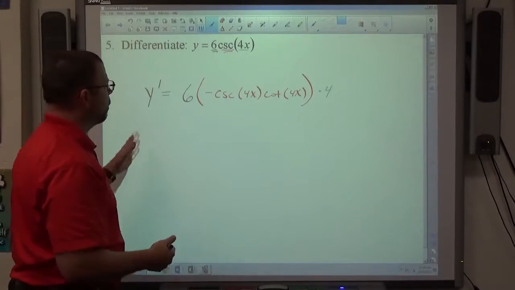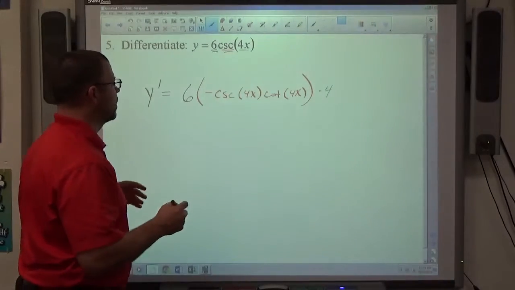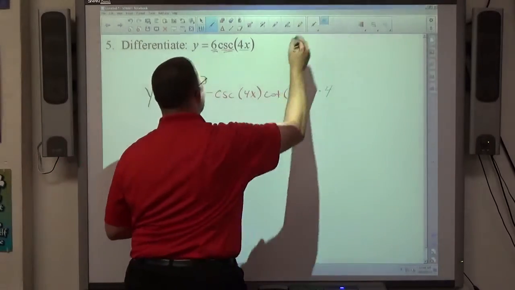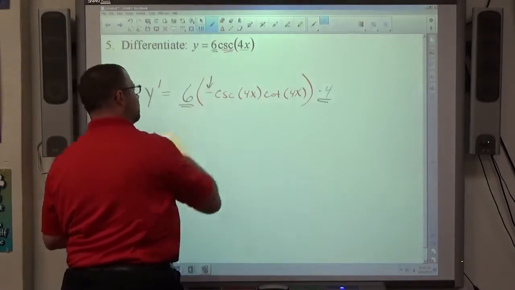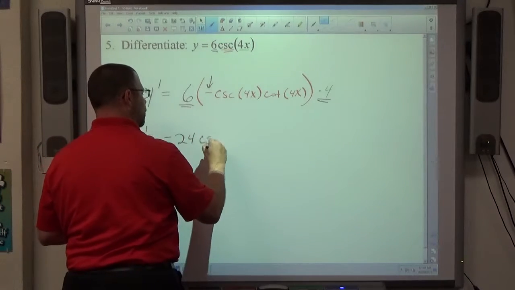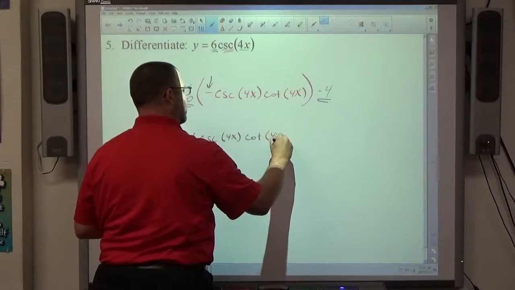And once again, looking at what we have here, this times this times this. As far as simplifying is concerned, of course, I'm going to put the minus in front. 6 and 4 make 24. So I'm going to multiply this times this, stick a minus in front. So y prime is negative 24 cosecant of 4x cotangent of 4x.